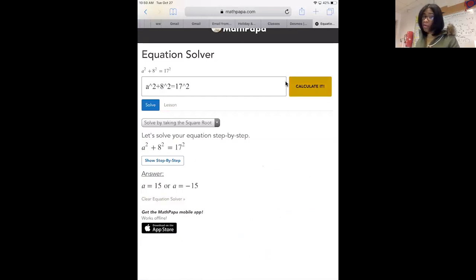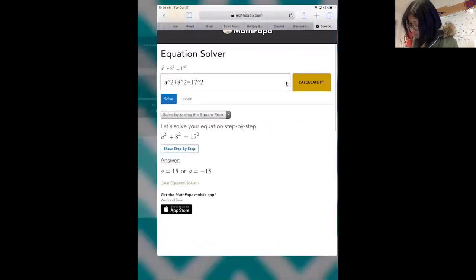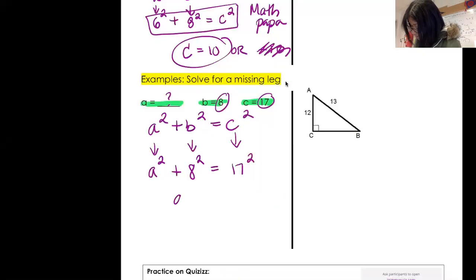Again, the negative answer is not relevant. Can't have negative length. It's just not possible. So we're going to use 15. My answer is a equals 15. Okay?